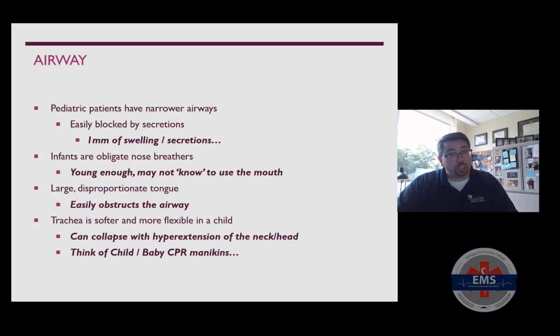Again, larger proportional tongue. It's almost the same size as an adult tongue, believe it or not. It will grow a little bit more. But the opening, the oropharyngeal area, is much more compact in a child than it is in an adult, meaning the tongue is going to take up more space, more likely for some type of obstruction. Trachea is softer, more flexible, can collapse with hyperextension of the neck or the head, right? Think of the baby or the CPR mannequins you have, you overdo them, right? Air may still go in, but in a real person, that may not be the case.